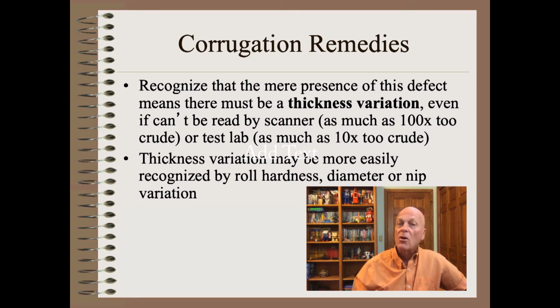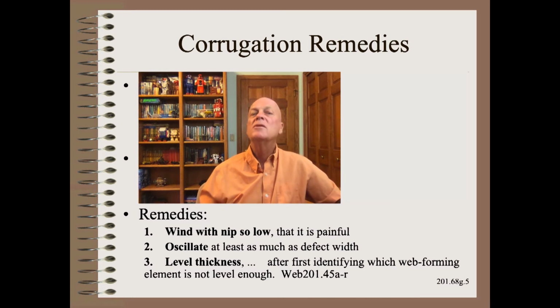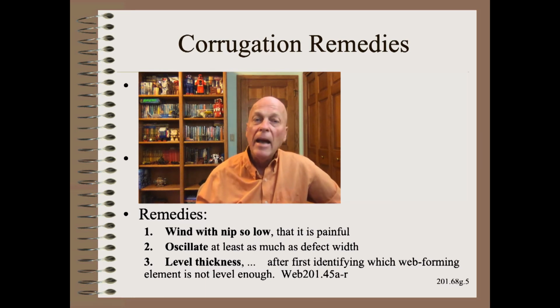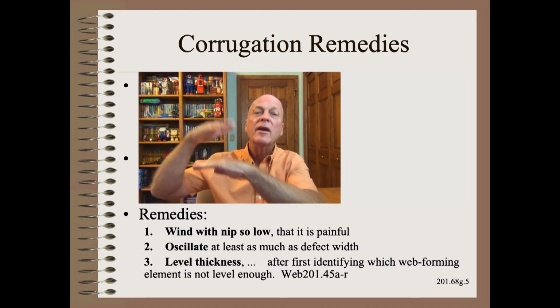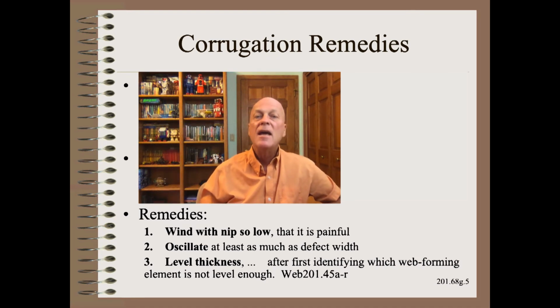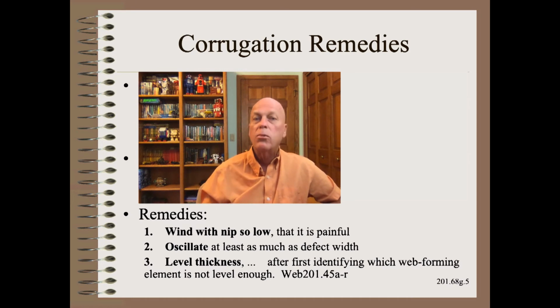Yet, as with all winding defects, the place to start is not manufacturing, but rather it is first to wind as loose as possible. Painfully loose, taking special pains to reduce the nip load, or even removing the nip entirely if you can. If you can oscillate wider than the width of the defect, you might be able to smear out some of this abrupt variation. Unfortunately, oscillation complicates equipment and can increase trim waste.